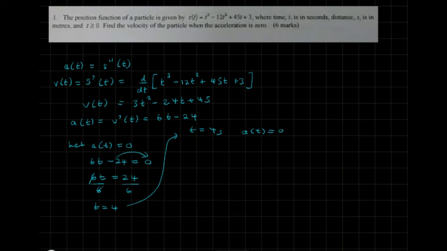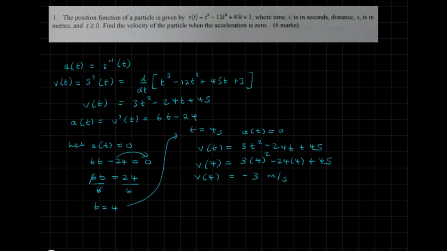When the acceleration of a particle is 0, that means the velocity is constant. Right? We call this uniform motion. Now what you want to do is find the velocity of the particle at that point. So I'm going to take my velocity function, v of t is equal to 3t squared minus 24t plus 45, and I'm going to plug in v of 4. Because t is equal to 4, we're basically going to get 3 times 4 squared minus 24 times 4 plus 45. And if I calculate this, it's going to give me -3 meters per second.